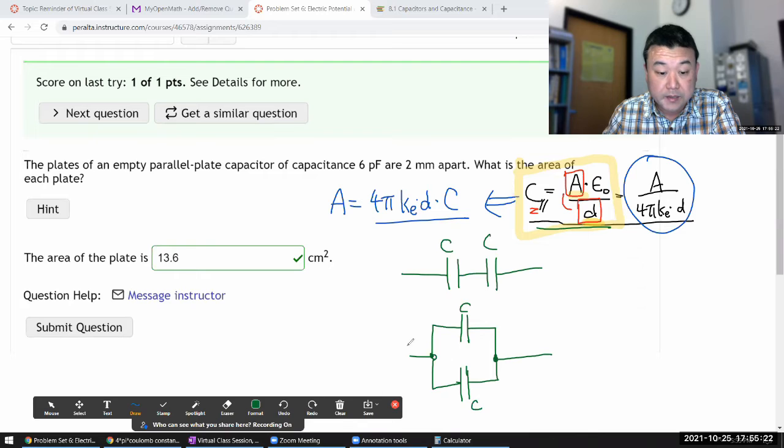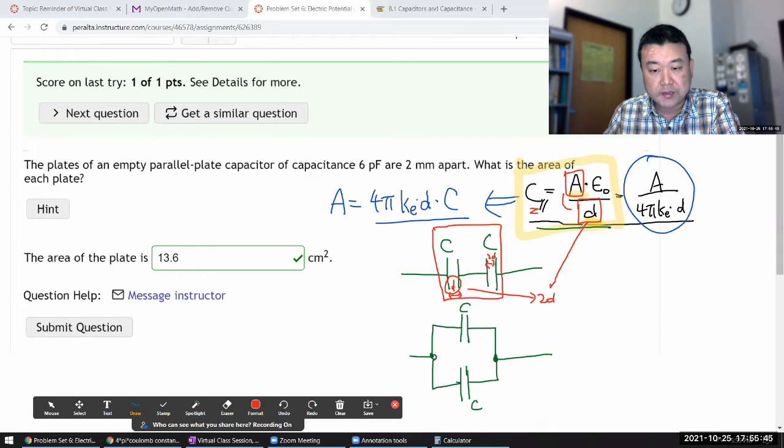Then in this arrangement where you've placed them in series, this is as though you are taking a separation D for a single capacitor and changing that to 2D, as though. And you can see how when you replace the D here with the 2D, the capacitance goes down by a factor of 2. And that's what you should expect here.